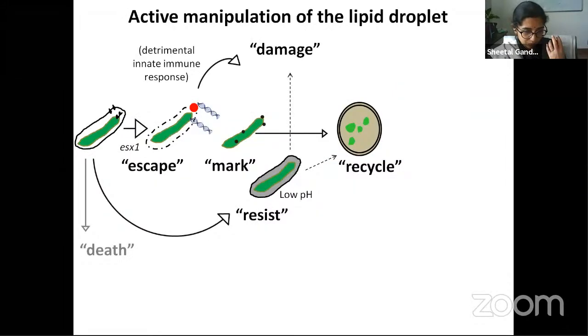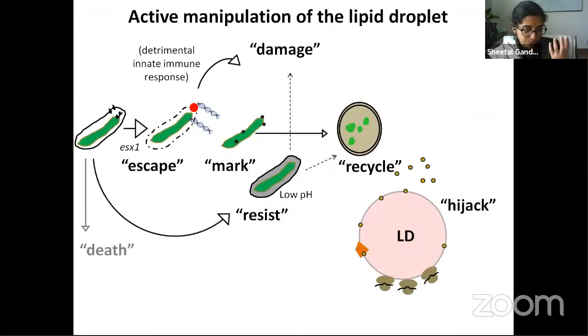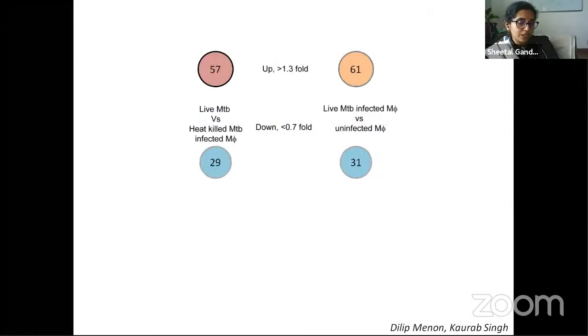But what this work for the very first time showed is that there is an organelle beyond the endocytic compartment of the cell, which can be hijacked by the host, and you have different kinds of proteins changing in abundance on the lipid droplet as a result of that. Now, what this quantitative change means in terms of infection is something that we need to figure out.